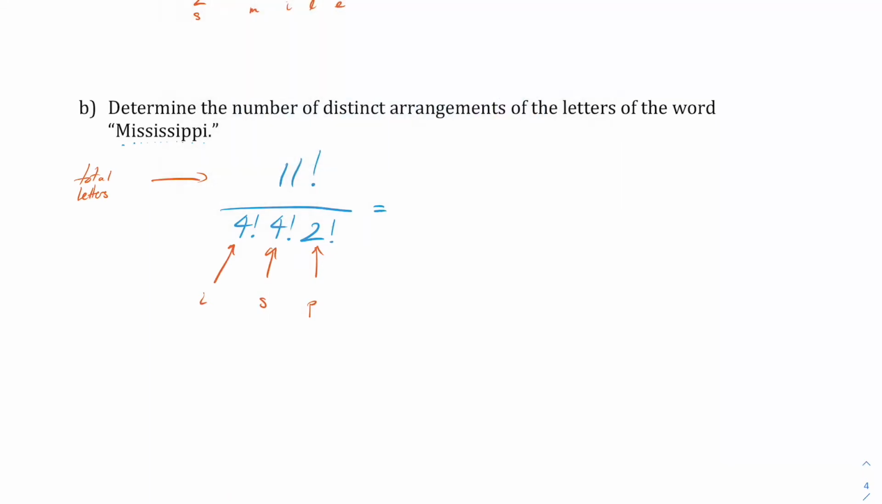Do be careful when you're punching this into your calculator. Because, depending on how your calculator lives its life, if you do this divided by 4 factorial times 4 factorial times 2 factorial, it's going to do this division first and then the multiplications. So just a recommendation, throw that in there. Use those brackets. Brackets are your friends, not food.